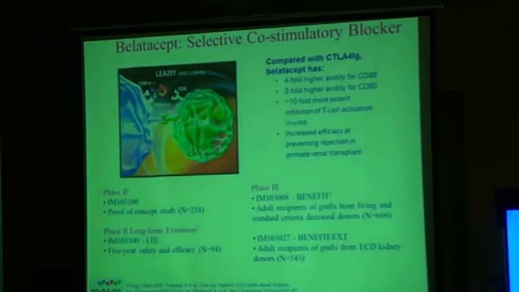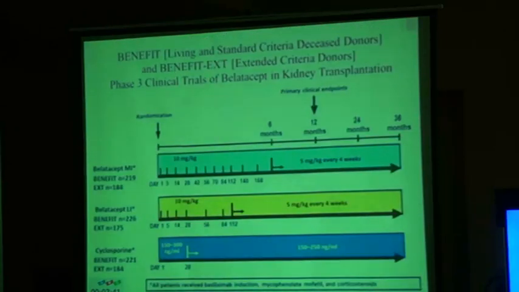Now we come to another, more recent immunosuppressive drug, belatacept. We know it is very potent if you compare it to cyclosporin. It is more potent, with fourfold higher ability for CD86, 10 times more effective. So what? Okay, regarding malignancy.